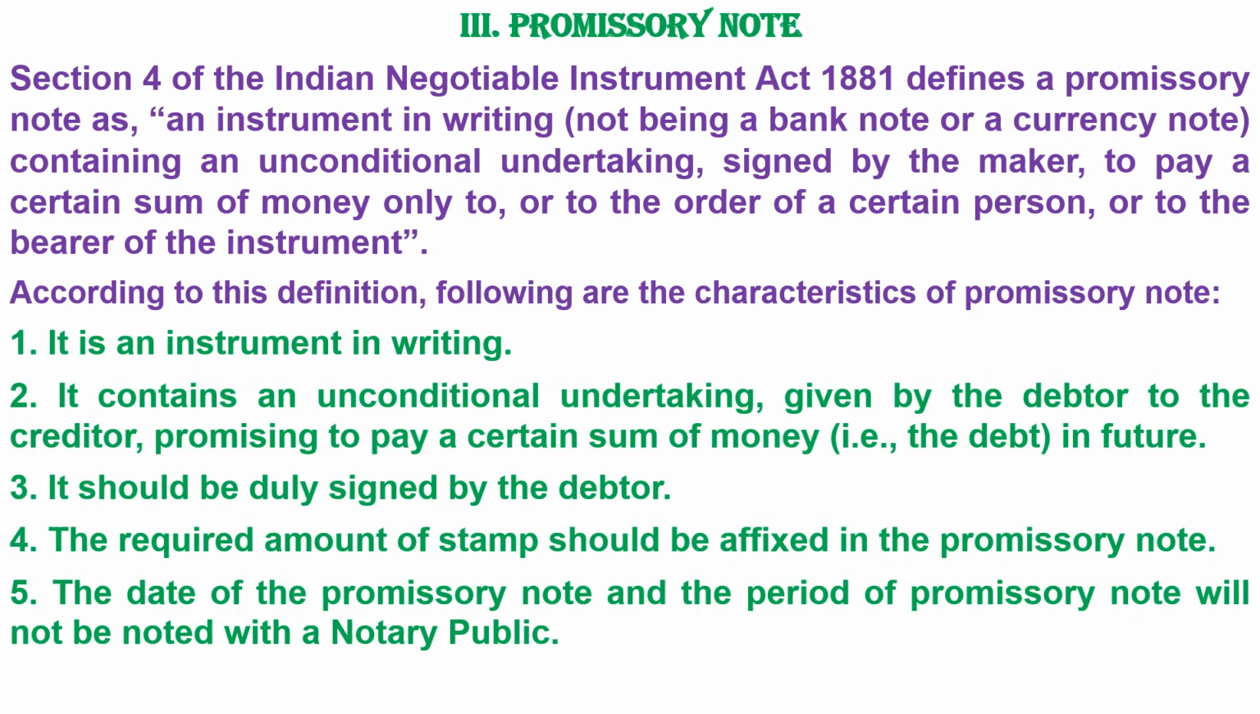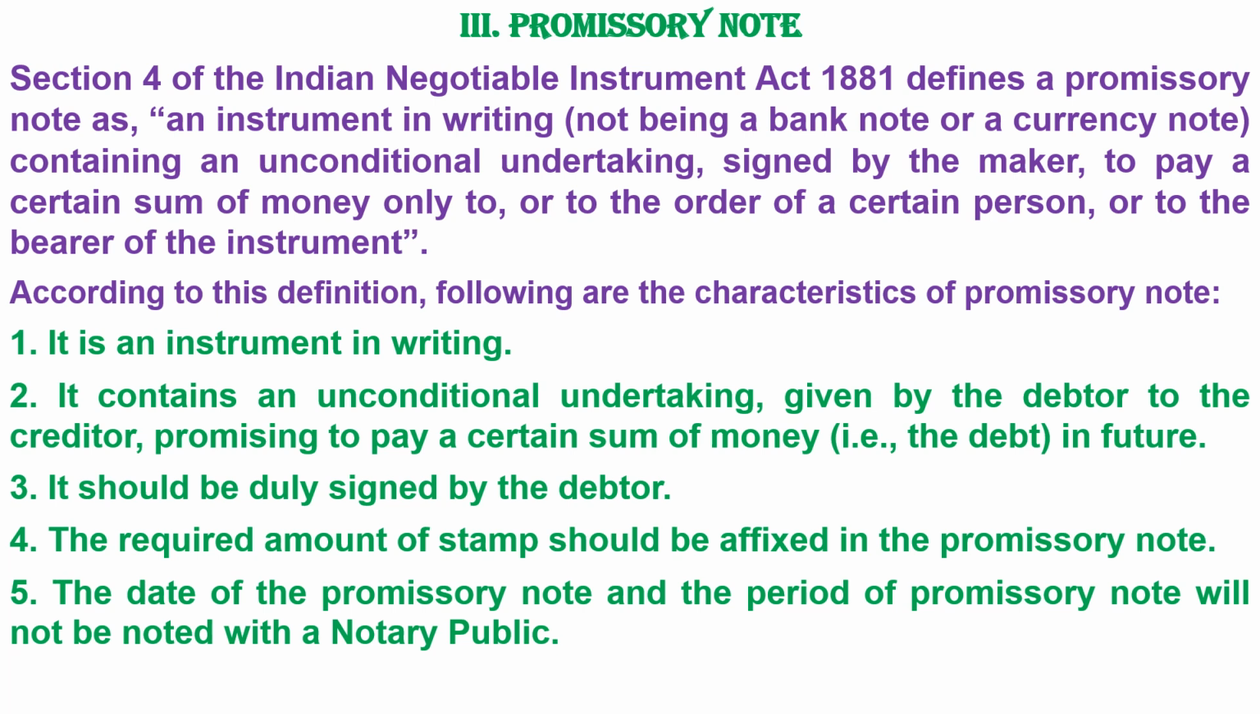3. Promissory note. Section 4 of the Indian Negotiable Instruments Act 1881 defines a promissory note as an instrument in writing, not being a bank note or a currency note, containing an unconditional undertaking, signed by the maker, to pay a certain sum of money only to, or to the order of a certain person, or to the bearer of the instrument. According to this definition, following are the characteristics of a promissory note.